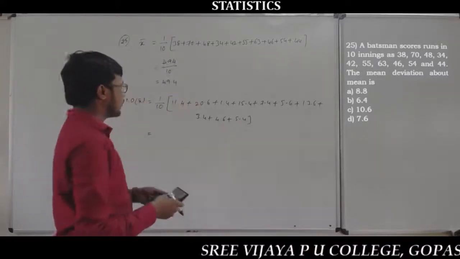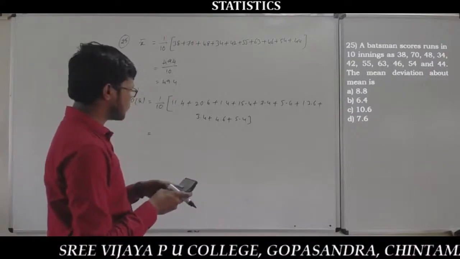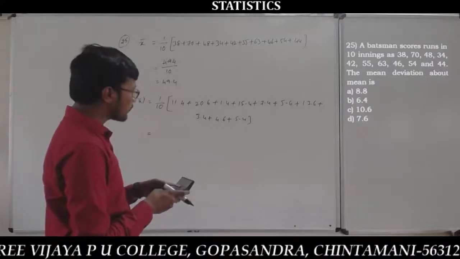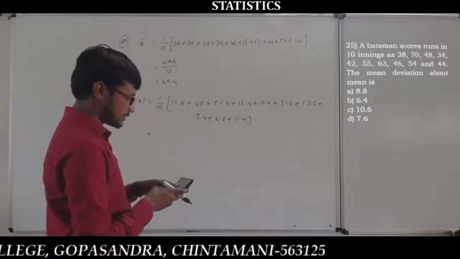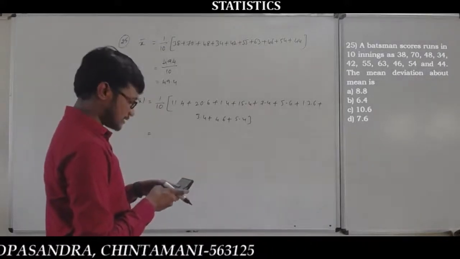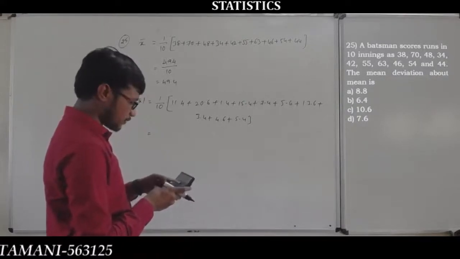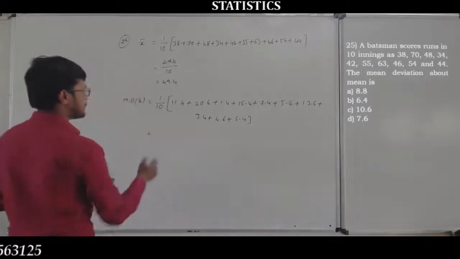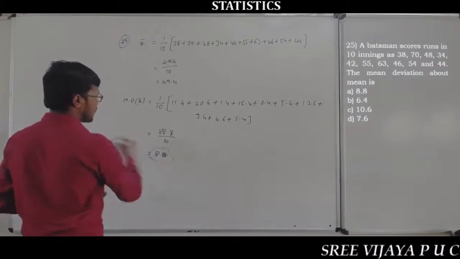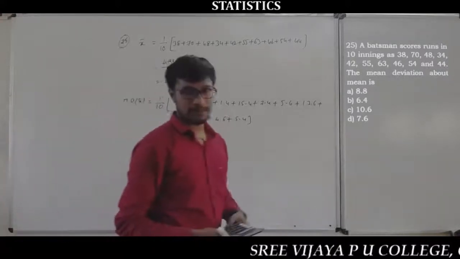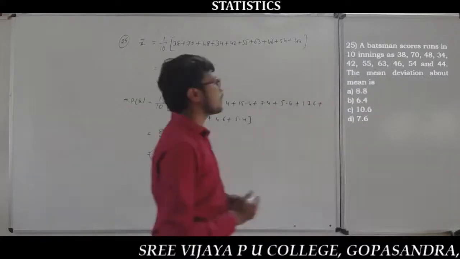Okay, add all this and divide by 10. 11.4 plus 20.6 plus 1.4 plus 15.4 plus 7.4 plus 5.6 plus 13.6 plus 3.4 plus 4.6 plus 5.4. We'll get 88.8 divided by 10. If you divide by 10, you get 8.88. So option A. This is how you can find the mean deviation about the mean.